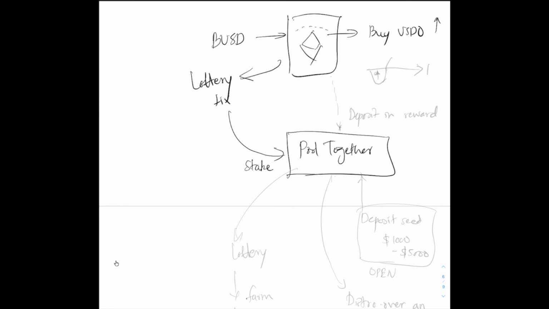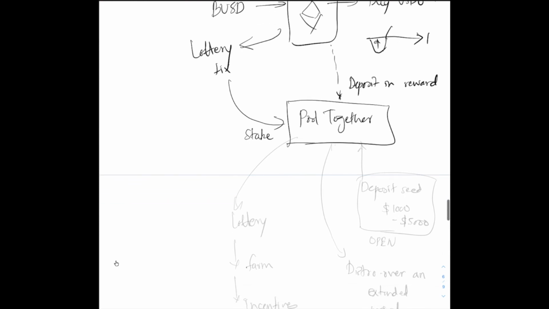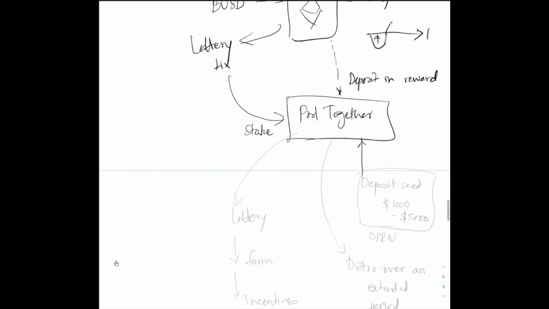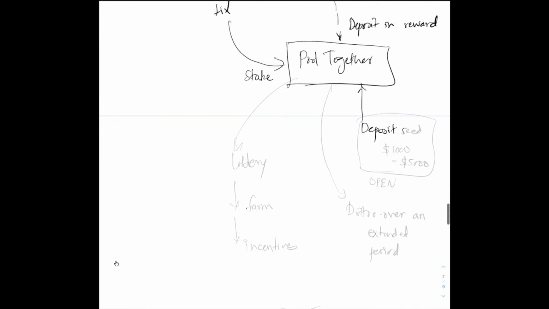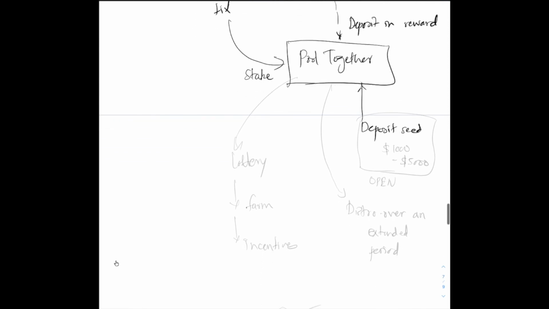Now what this does is, if the USDO price is below $1, then it buys it. If it's above $1, then it deposits in the reward pool. And in order to get this triggered, we are going to deposit seed, so that there is at least, say, $1,000 to $5,000 worth of winning assets in here.